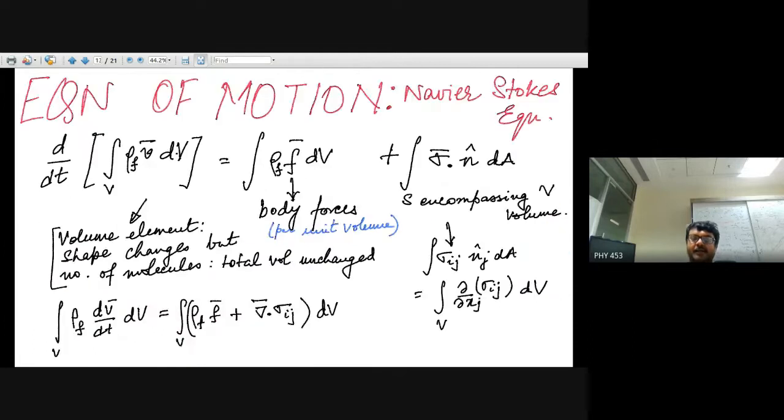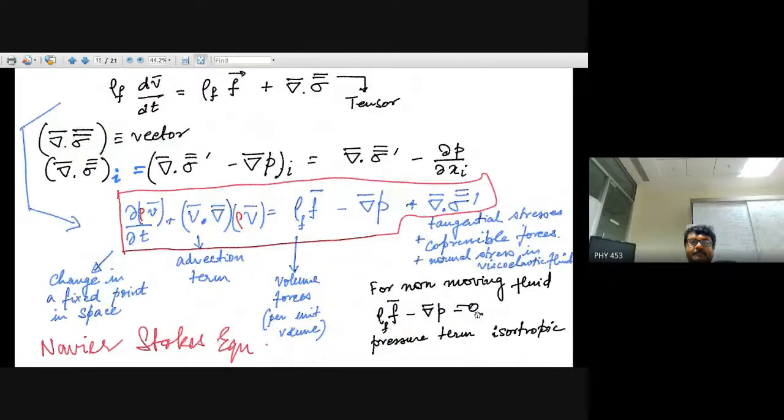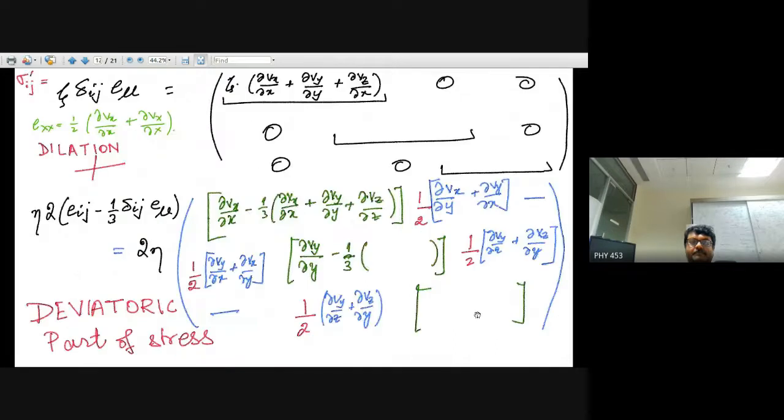On the other hand, this will be missing when you are looking at off-diagonal terms. Hence, you will have a half. Remember, Eij comes with a half, and that's why you have a 2 eta here. So it is half del Vx del y plus del Vy del x, and similarly half del Vy del z plus del Vz del y. And of course, this is equal to this.